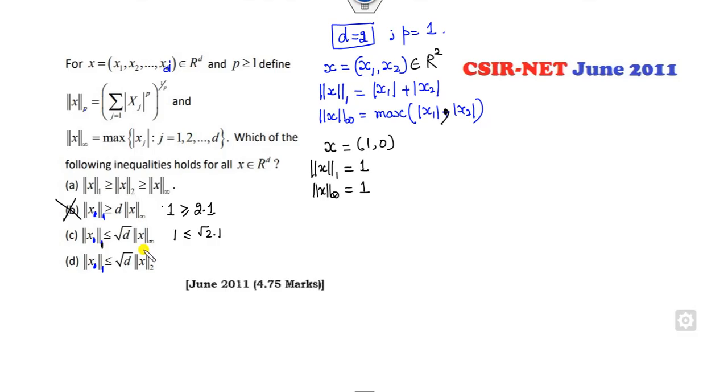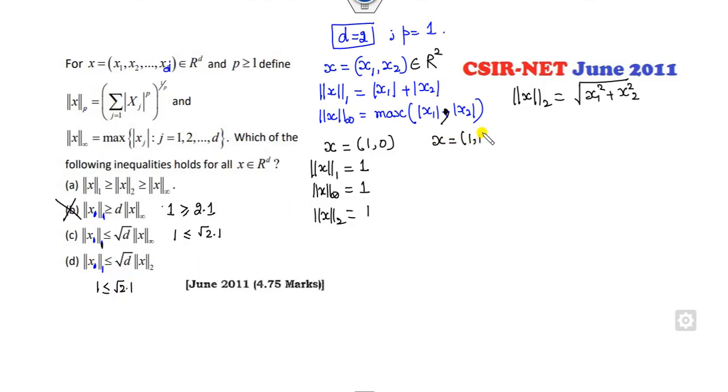Okay, now there is a need of the norm 2. What is the norm 2? Again, p is equal to 2. So this value will be my x1 square plus x2 square. Now we can see about here x1 and x2. If I choose this value, what is this value? 1 plus 0 is a 1. So 1 is less than root 2 into 1. Again, this is not the counter example.